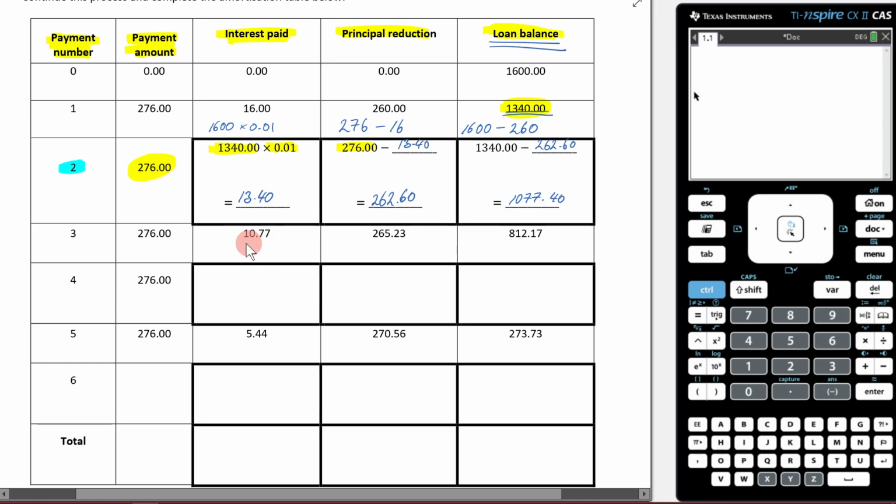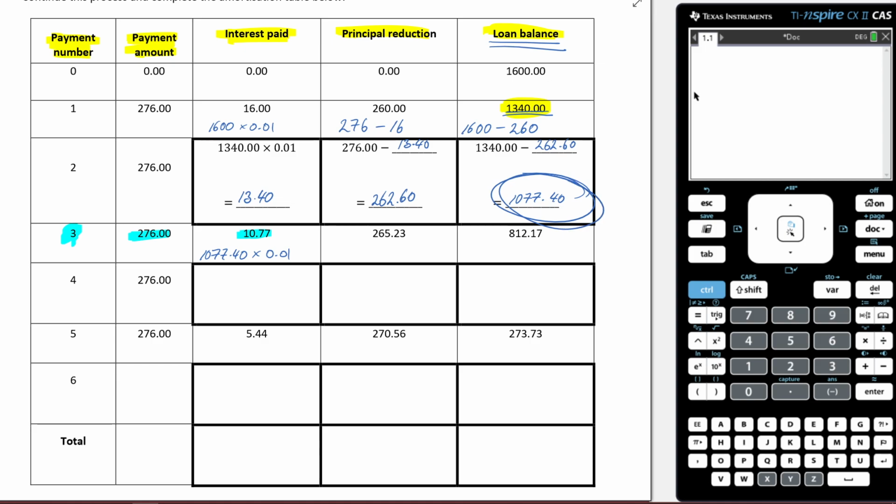So if you were to come down here, and let me just clear the board off for a moment, otherwise we've just got too much here. If we were to come down to our third payment here, you can see that we're making a payment of $276. The interest being paid now is $10.77. Again, take note that it's decreasing. It went from 16 to 13.40 to now 10.77. The reason why it's decreasing is because I'm taking the loan balance from here, 1077.40, and I'm timesing it by 0.01. So I'm figuring out 1% of that, and 1% of that is going to end up being 10.77.